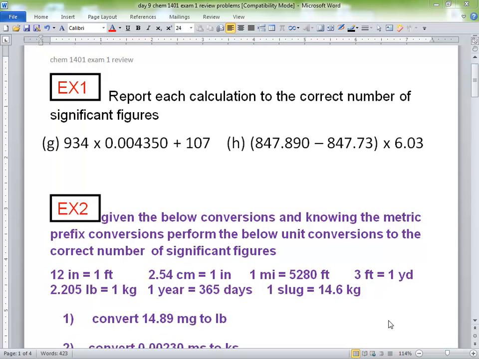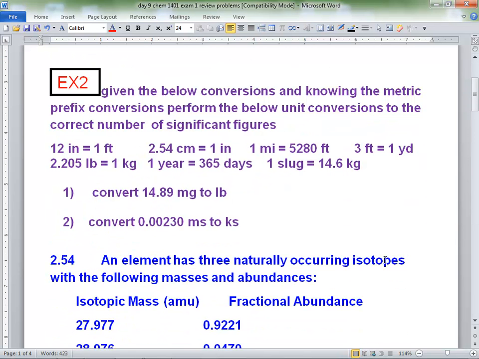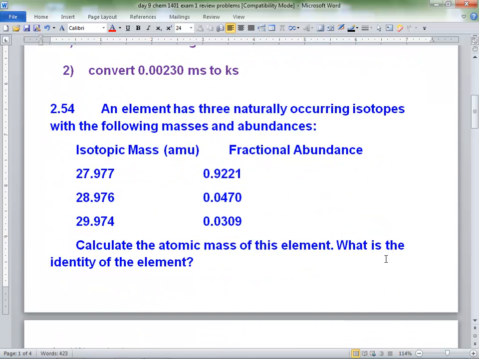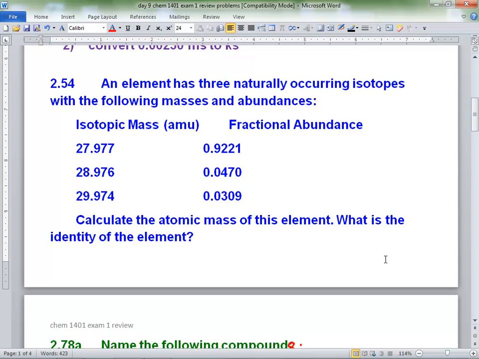We went on then to conversions, right? And I gave you pretty much all the conversions except for all the metric ones. You had to know the metric ones. And then we went on to something like this where we get the mass of the fragments of the isotopes and their fractions in nature, their abundance, and you can get the molar mass out of that.